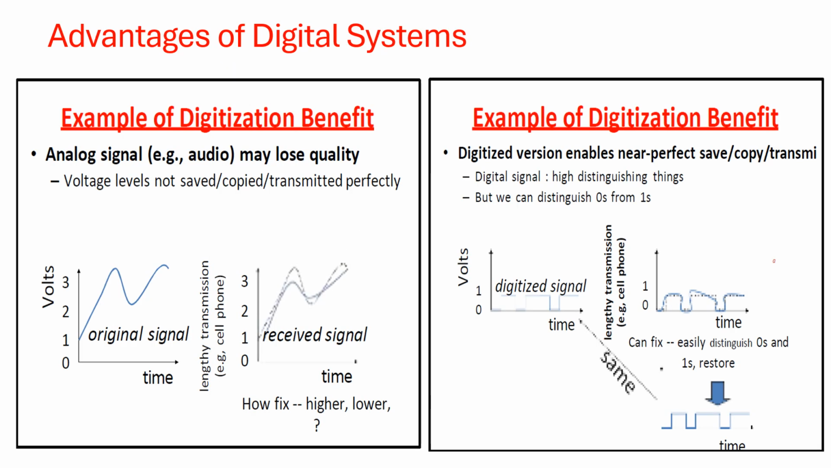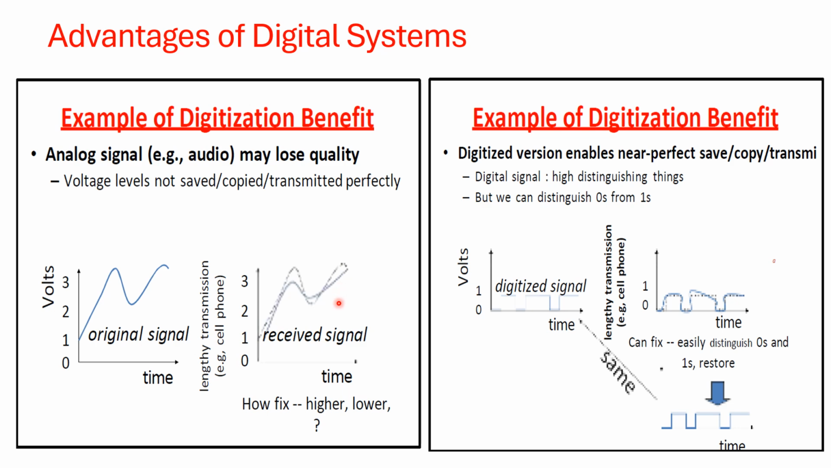Now, the advantages of digital systems. The main advantage is this. Look at this signal. Now we have an analog signal. Say, for example, I am transmitting 3 volts from the transmitter side. On the receiver side, I am getting only 2.5 volts. Now look at this diagram. My signal has been attenuated, or the signal has been lost.